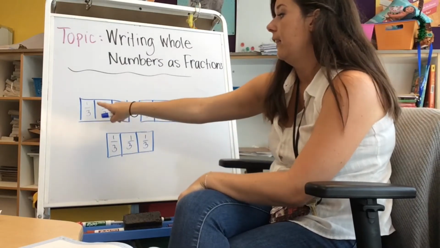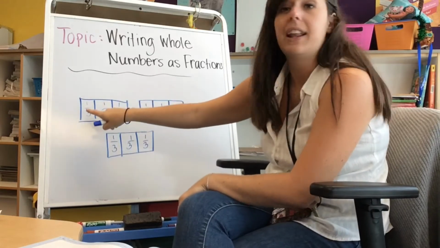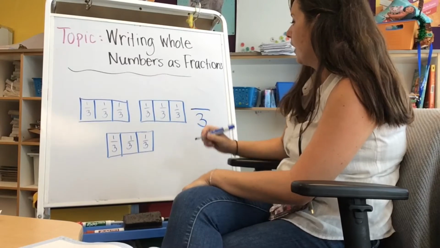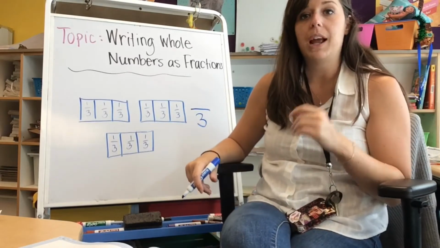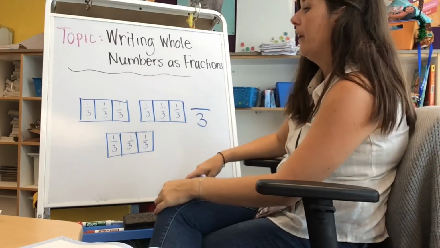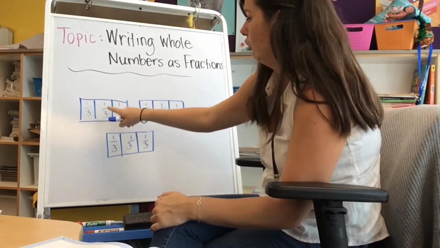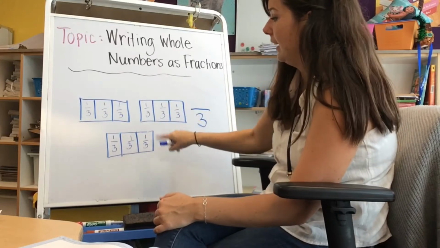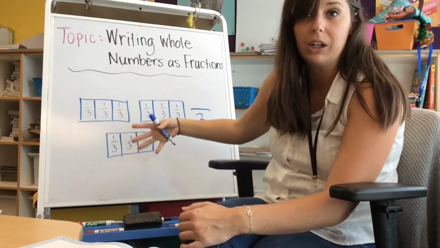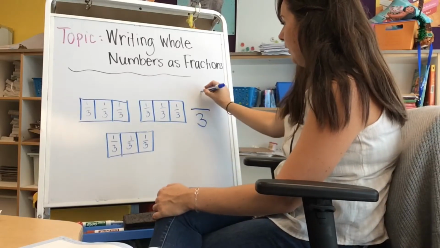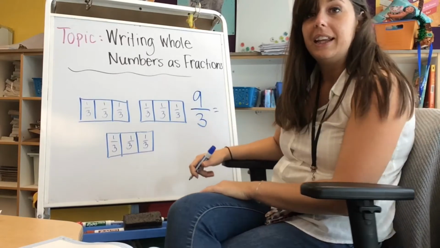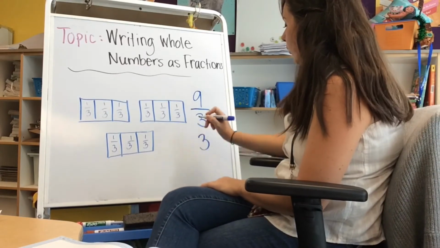So if I look at this one, I can see that it's cut into 3 pieces. So that is going to be my denominator. But remember, I have to count all of the pieces to find out what it is to make the whole number. So if I count all the pieces, I have 1, 2, 3, 4, 5, 6, 7, 8, 9. Or I could have easily done, there's 3 pieces times 3 wholes. I would have found that there's 9. Now, this 9 over 3 is equal to 3 wholes.